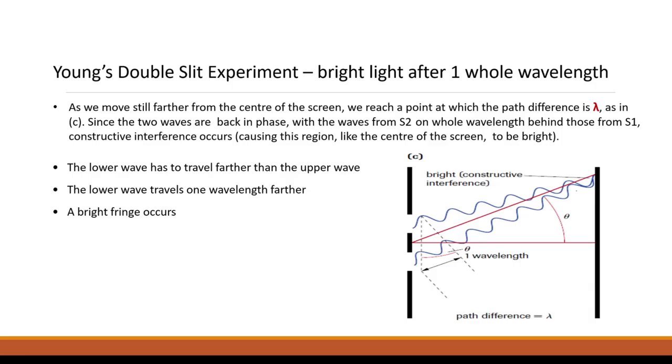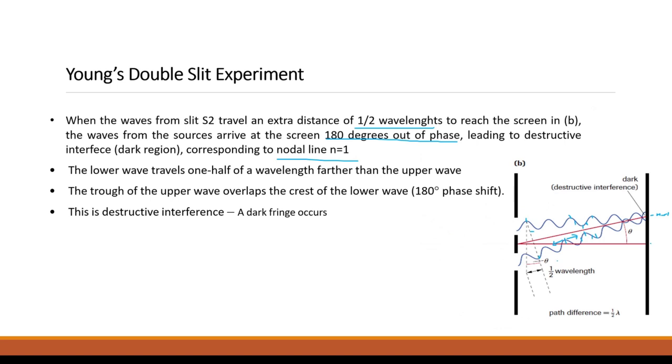So now if we move theta even further up from the center of the screen, we reach a point where the path difference is lambda, as you can see here. And since now it's traveling even more of a distance, because we're pointed up even further this way, we're going, in fact, an extra half wavelength more than the previous example.